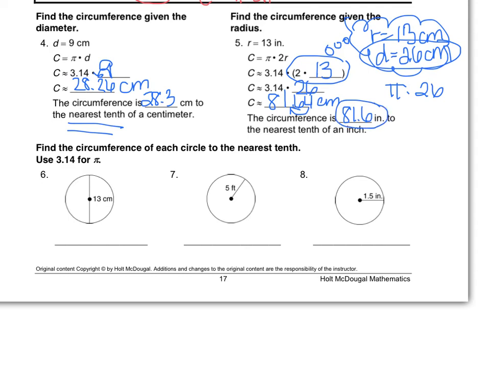I'm going to do number 8 for you. I'm going to expect that you do number 7 and 6 on your own. We've got a few questions that you're going to need to do tonight independently.